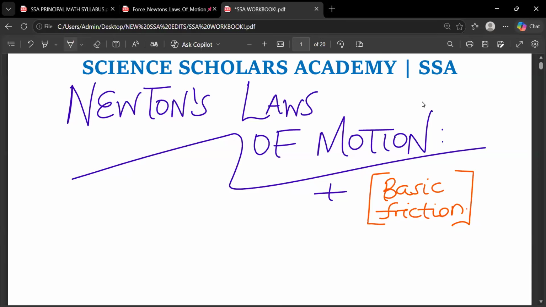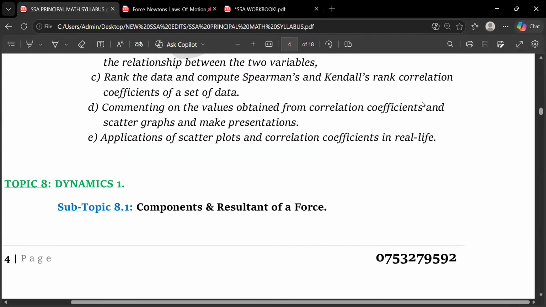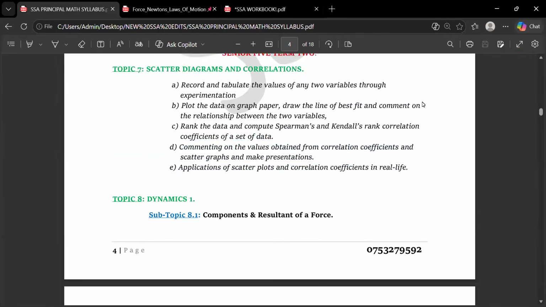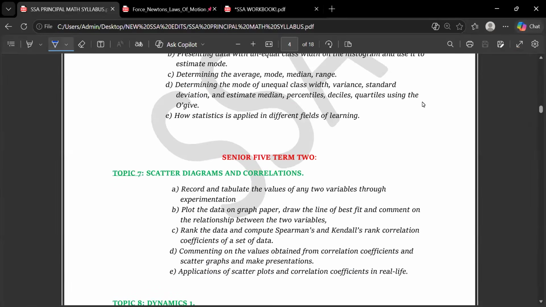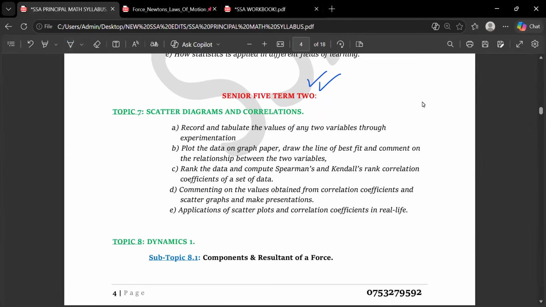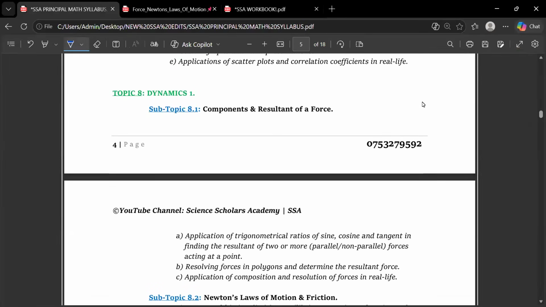Now, very fast, without wasting time, I've told you it is the second subtopic. You can see here that this is Senior 5 Term 2 work. Okay, so don't be surprised if you're a candidate and the topic is giving you a 10. That is actually normal. So it is topic 8, that is Dynamics 1, and the very first subtopic, that is components and resultant. This was covered.